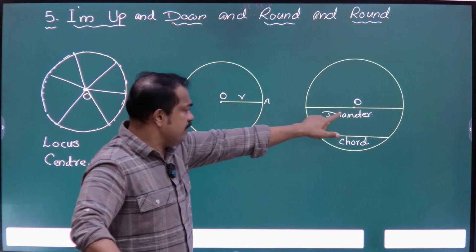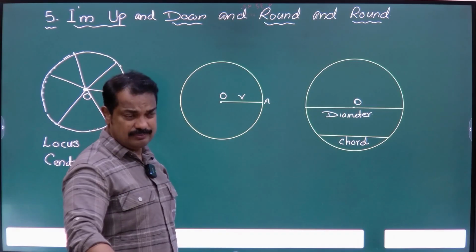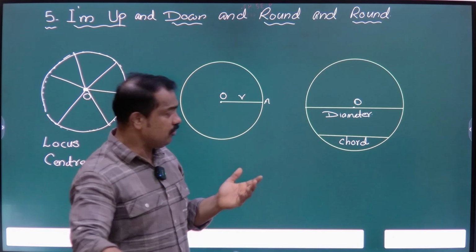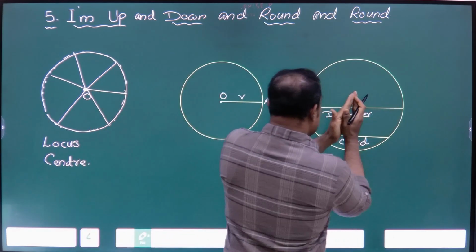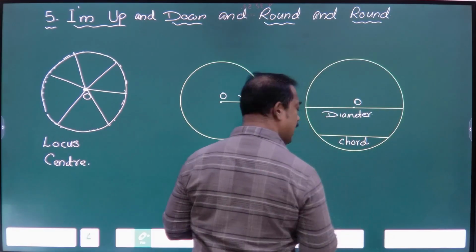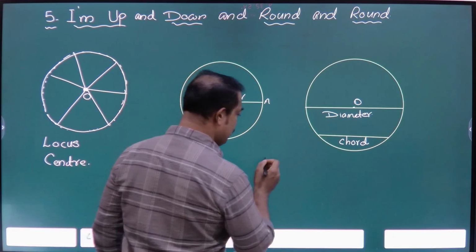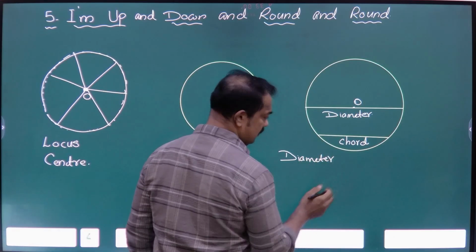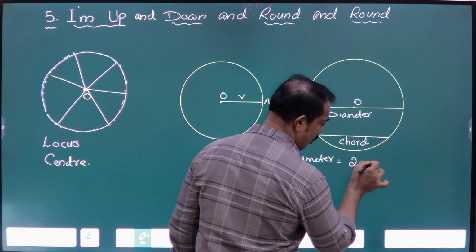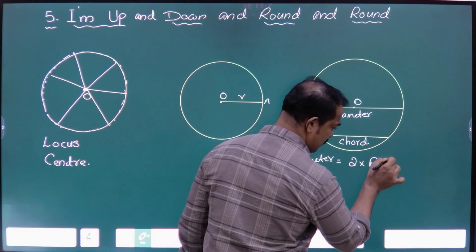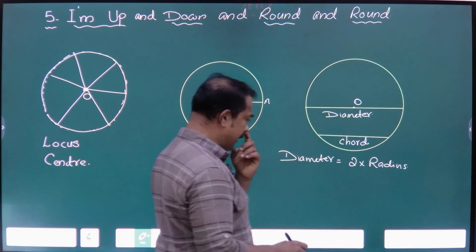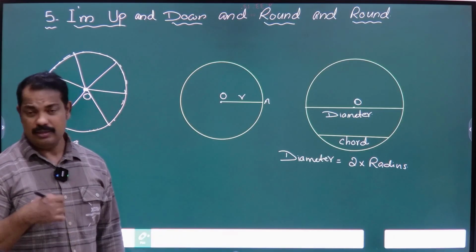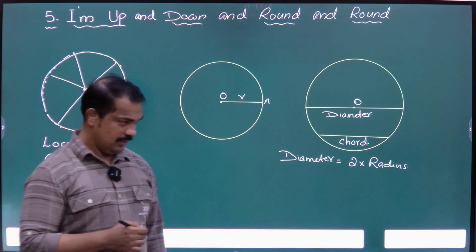What is the relation between diameter and radius? Diameter is equal to double of radius. Look, what is this? Radius. It is also radius. If we add these two, what will it be? Diameter. So diameter is equal to twice of radius. Diameter is equal to double the radius or twice the radius.